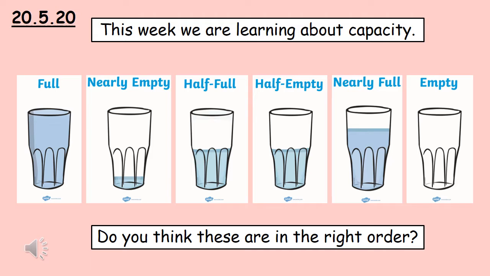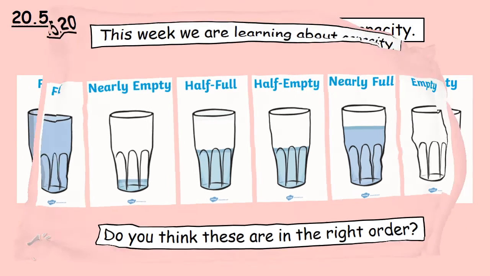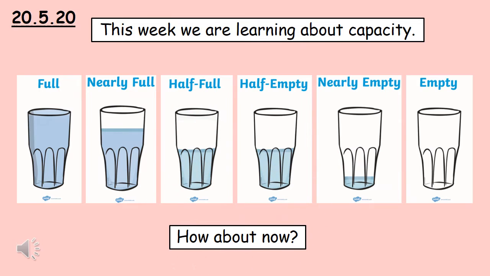If I was going to put these cups into some sort of order, would this be right? I have got a full one at the beginning and I have got an empty one at the end, but the ones in the middle look all muddled up. Let's see what happens when we order them. Wow, I can see these cups are in order now.